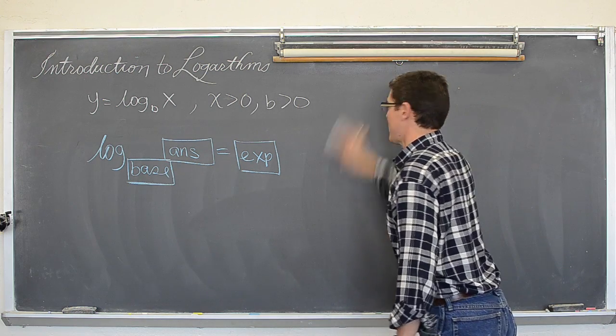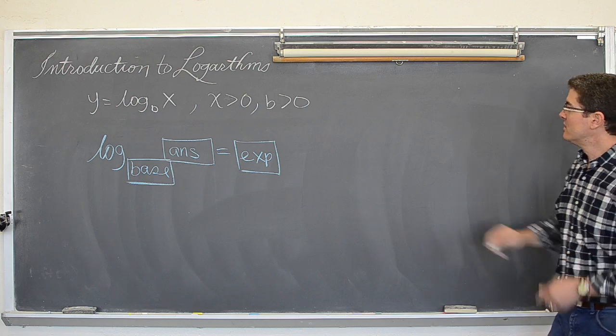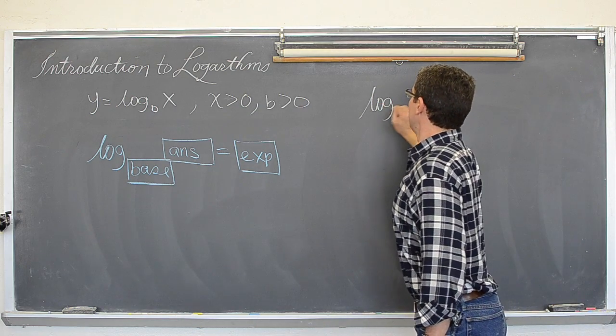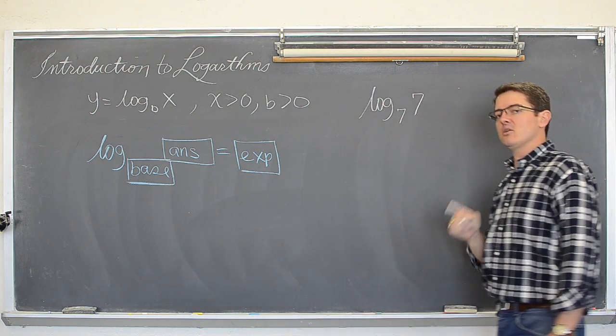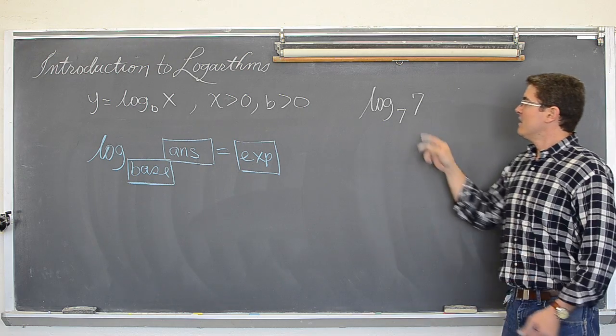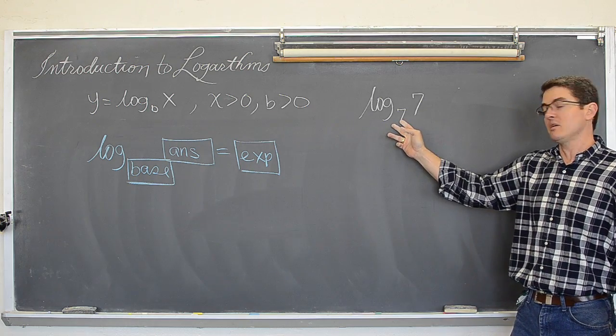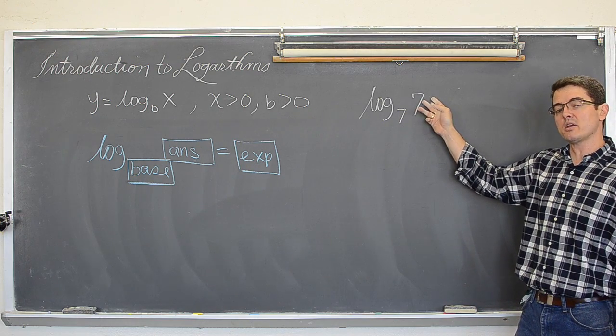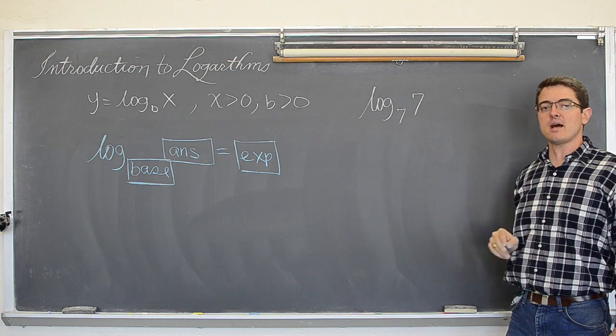All right. Let's take a look at another problem. How about log base 7 of 7? Now your textbook might have said that when the base of the log equals the base of what you're logging, that they're always going to cancel out.